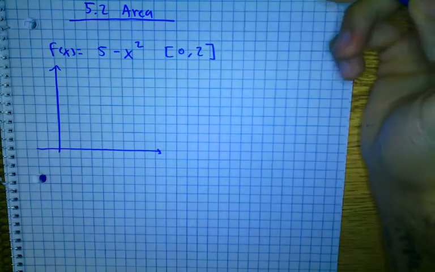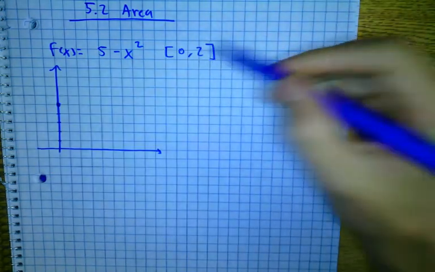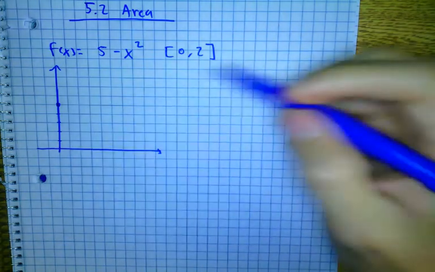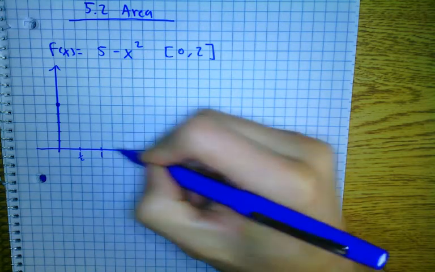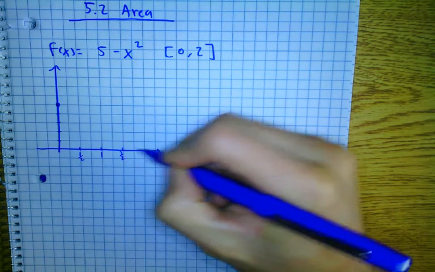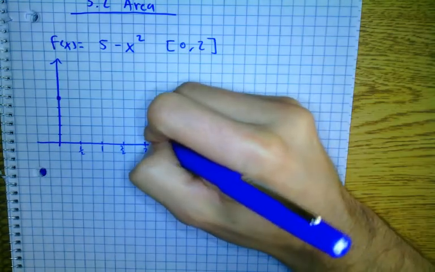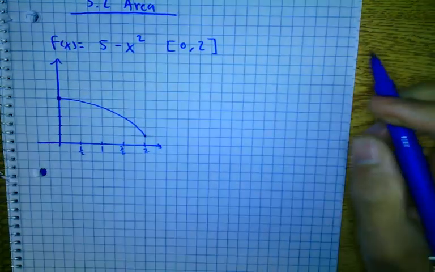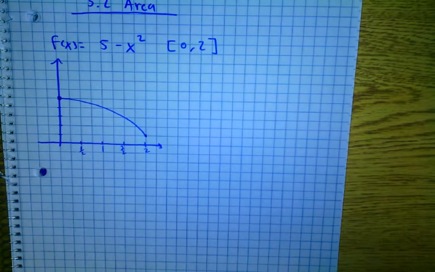So I know that if I'm at 0, I'm going to be at 5. That's going to be my y-intercept, right? So I'm going to say 1, 2, 3, 4, 5. And then if I plug in 2, I would be where? At 1, right? So for space purposes, I'm going to say this is 1 half, this is 1, this is 3 halves, and that's 2, just so that you guys can see. So at 2, I'm going to be at 1. So about right there. We know it's a quadratic, so it's going to look something like that. That is all I care about for that graph, just from 0 to 2. So I'm not going to graph anything else.